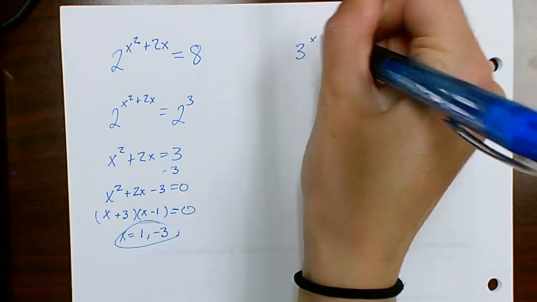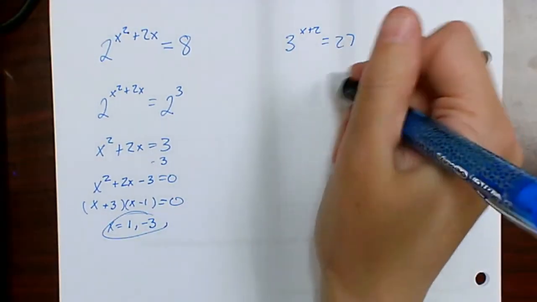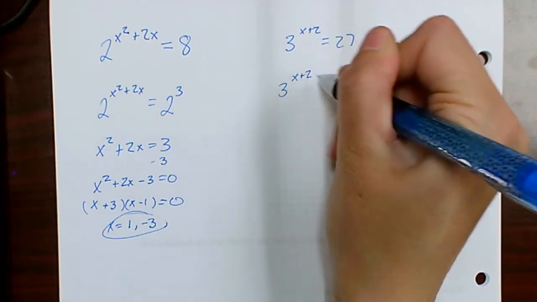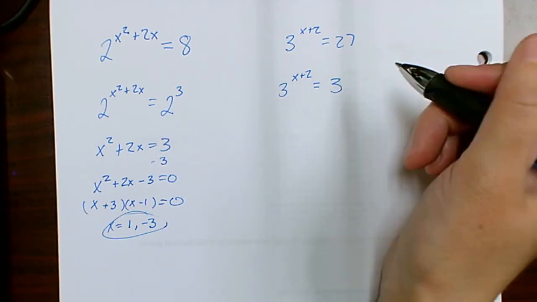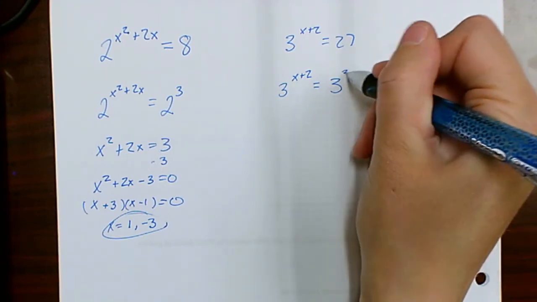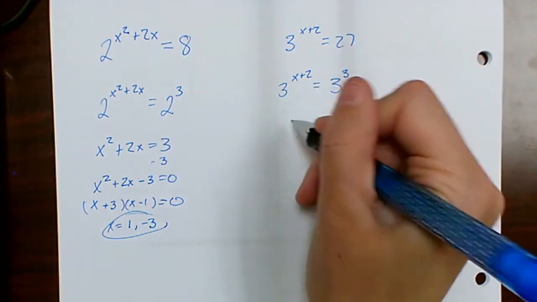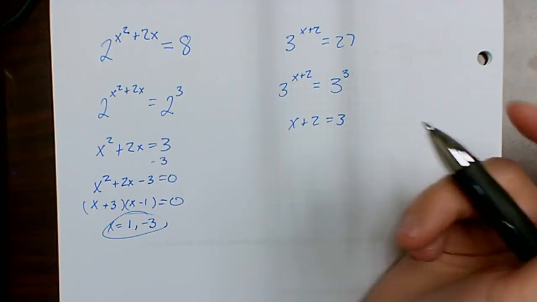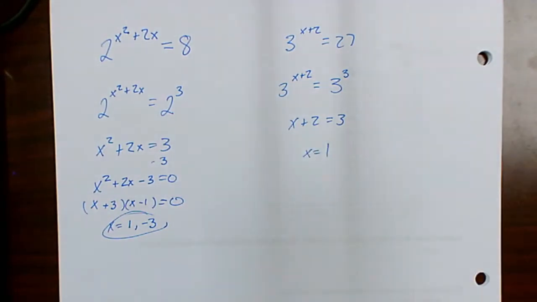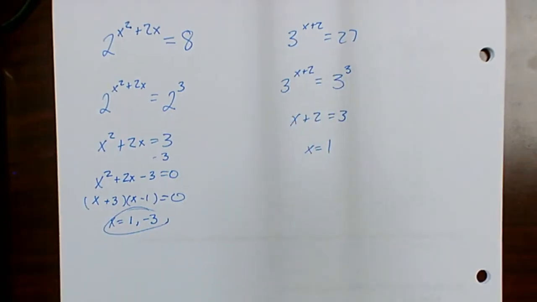So 3 to the x plus 2 equals 27. Well, 27 is related to 3 because if we take base 3 to the third power, yes, third power, because 3 times 3 is 9 times 3 is 27. Since our bases are the same, we can knock them down and just look at our exponents. So x has to equal 1 in this case. That makes sense. 1 plus 2 is 3. 3 to the third power is 27.